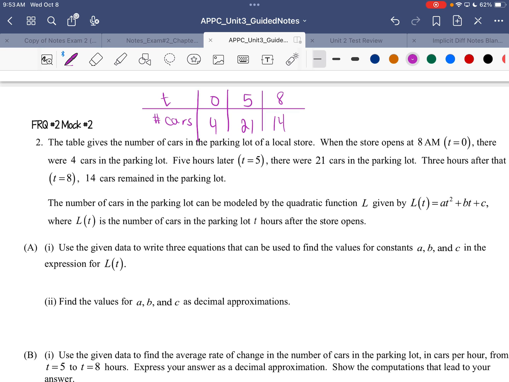All right, let's do FRQ 2, Mock 2 first. So type this into your Desmos. Go. This should be quick. Typing this one into Desmos.